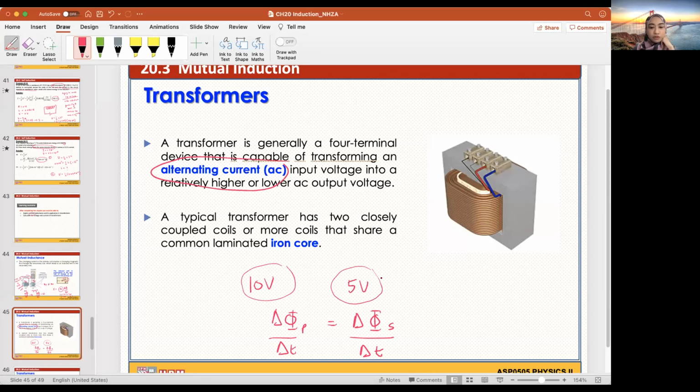Okay, so a typical transformer has two closely coupled coils that we have seen just now. Contoh, or more coils, boleh juga lebih dari 2, that share a common laminated iron core. So basically kita akan share one conductor, tapi number of turns kita berbeza. The conductor akan connect the first one, primary, with the secondary and transfer the magnetic flux. Okay, dia macam jadi linkage lah. So the magnetic flux travels through the conductor to the secondary coil.